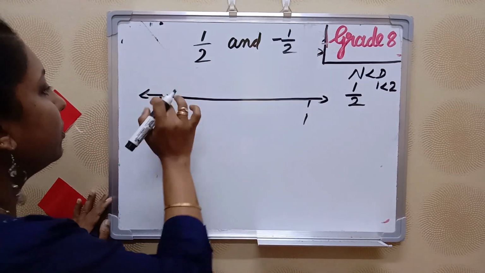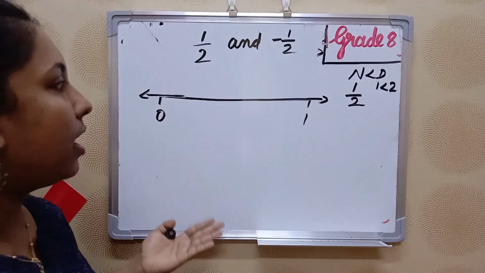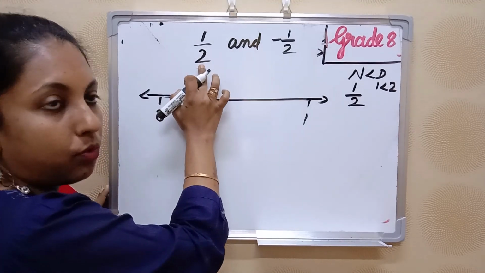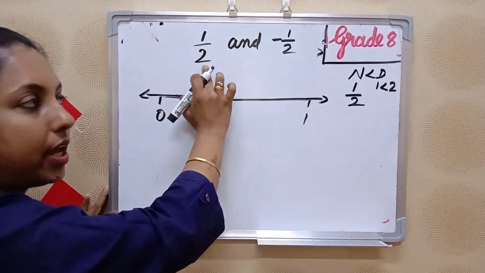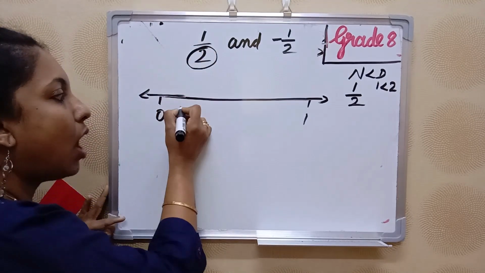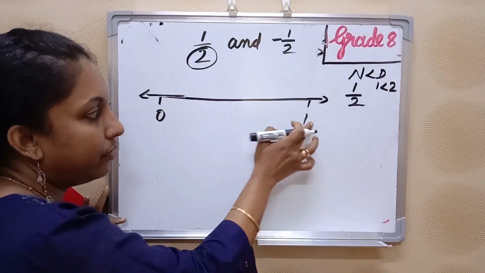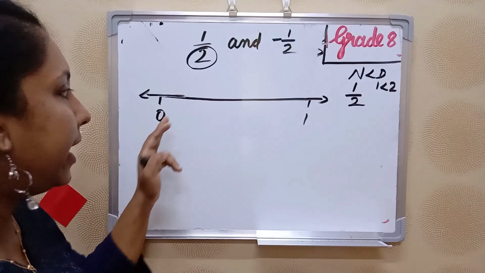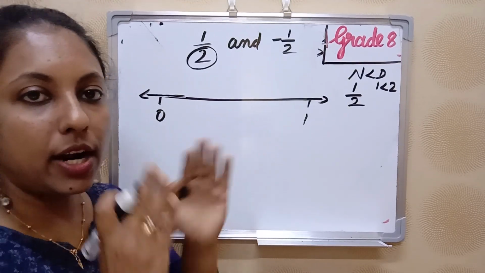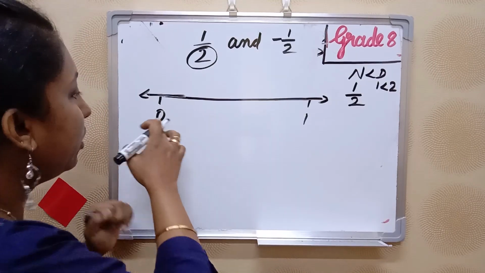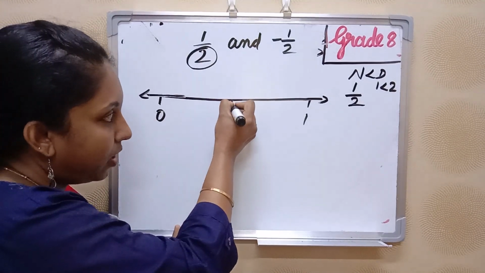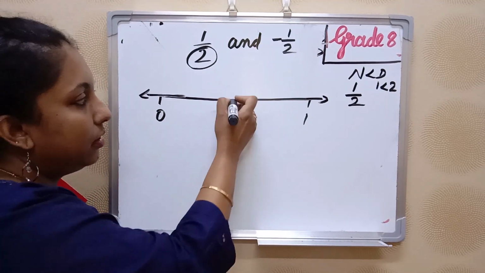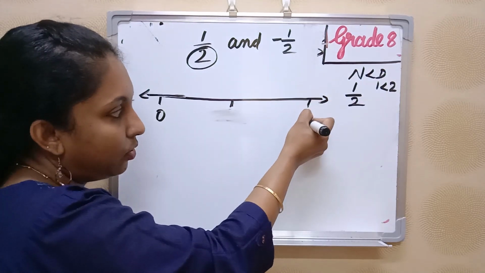Then after that, we should check into how many parts we should divide. The denominator is 2. The denominator tells us how many parts we have to divide between 0 and 1. Since the denominator is 2, we divide between 0 and 1 into 2 equal parts. 0 we should not count. So this is the first part, you have to mark here. Then this is the second part, where we already marked 1.